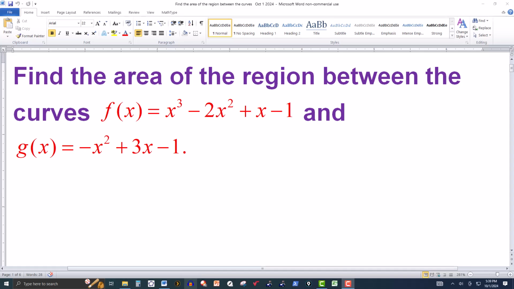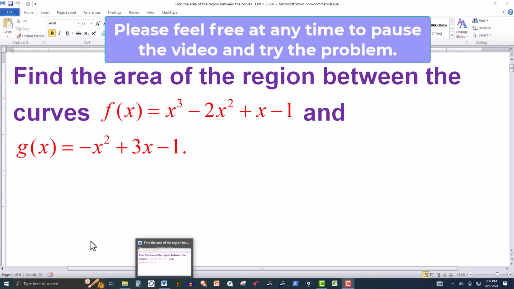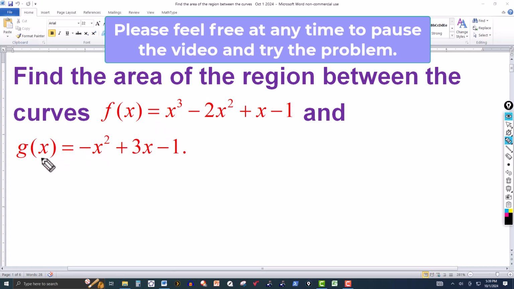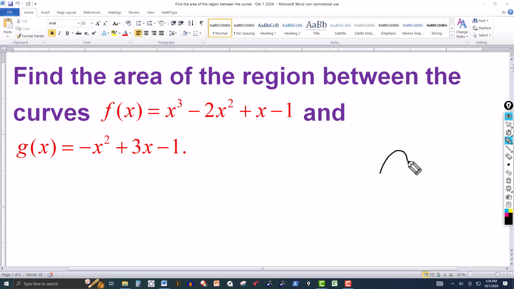In this video, we want to find the area of the region between the curves f of x and g of x. F of x is a cubic equation, and g of x is a quadratic. The coefficient of the squared term is negative, so this one's going to open down, something like this. And then the cubic equation, because the coefficient is positive, and it's degree 3, which is odd, it's going to go down on the left side and up on the right side. So it's going to go something like this.